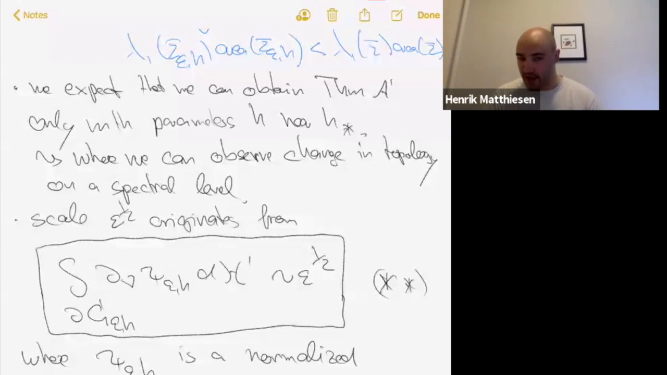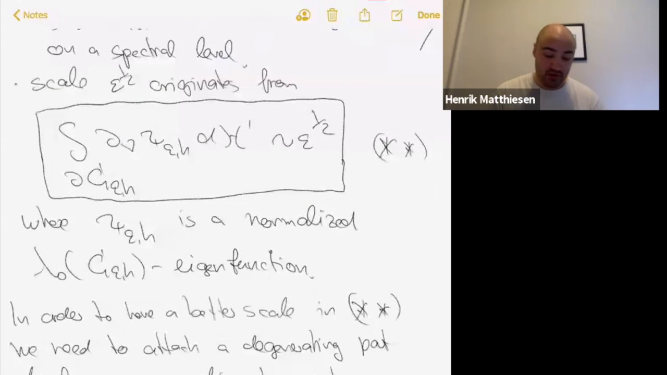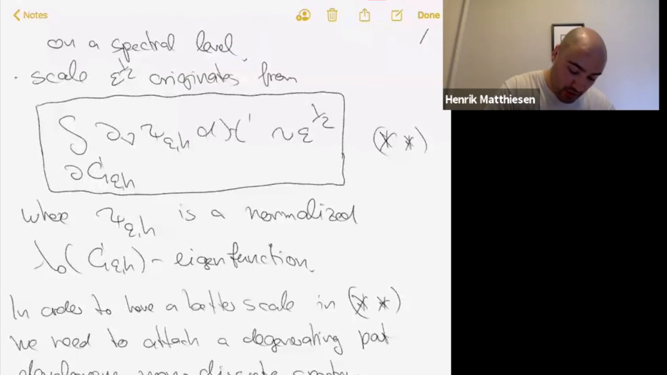Otherwise, you just will have that term on scale epsilon to 1/2 and just lose. Okay, so now what is our actual construction? The actual construction is that in the closed case, we just use a truncated hyperbolic cusp. So in the closed case, we attach a truncated negatively curved cusp.